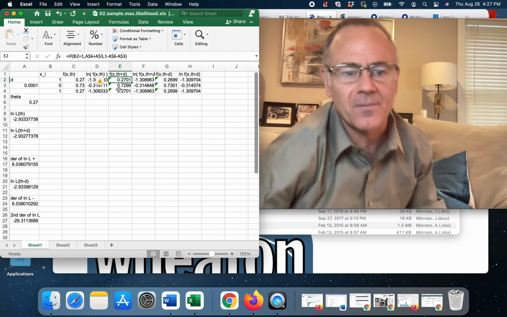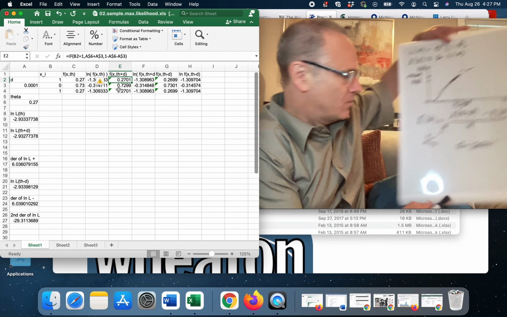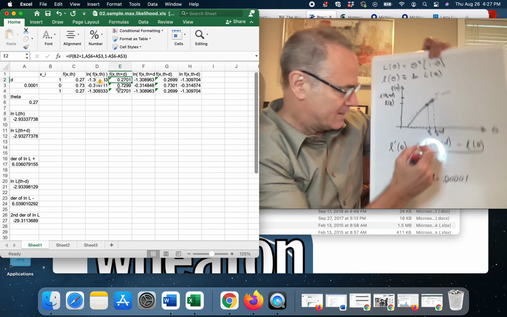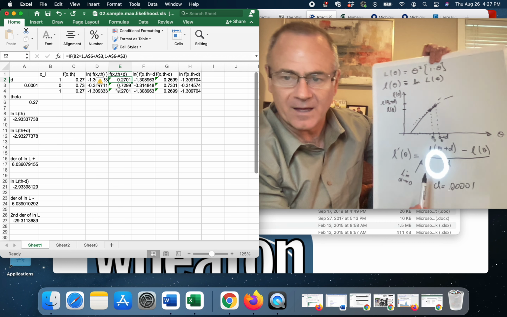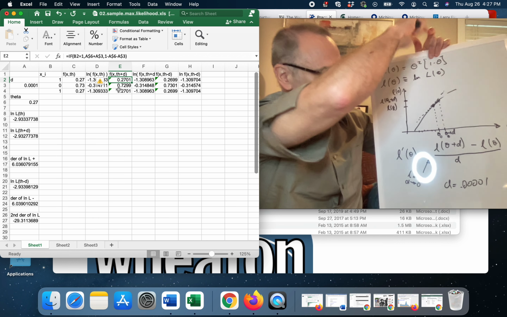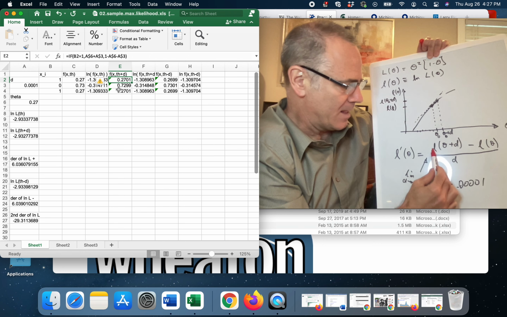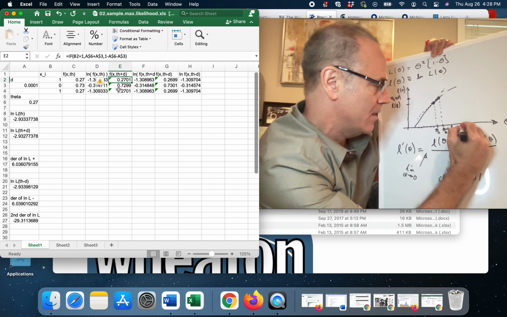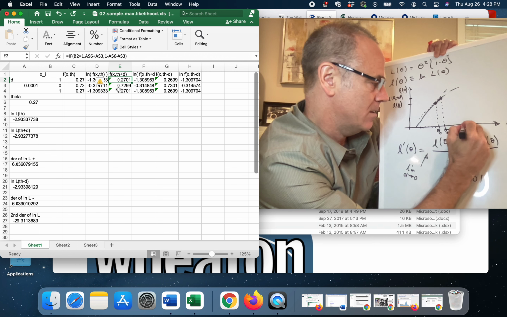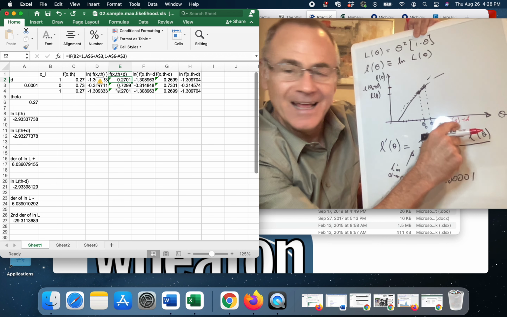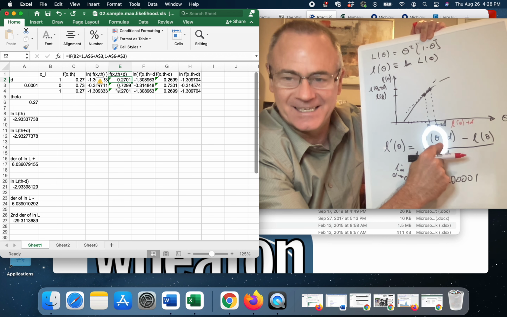Now be careful. Remember when we did this numerical derivative, I'm going to use red. We had L of theta plus d. We did not do L of theta plus d in the other form. That's not the same as this.